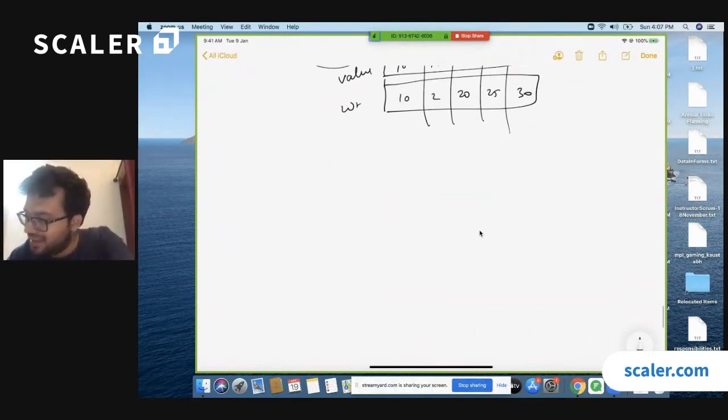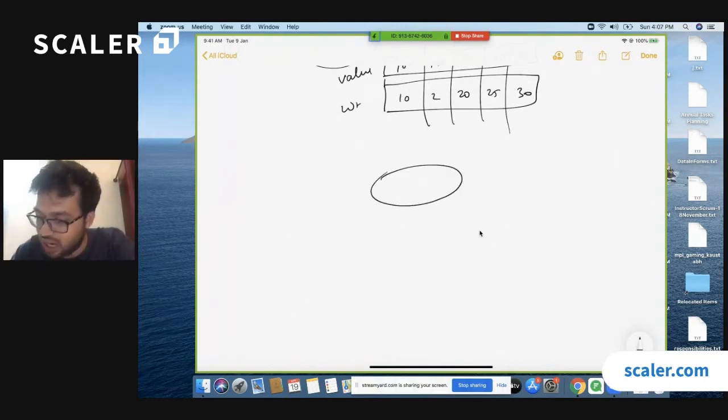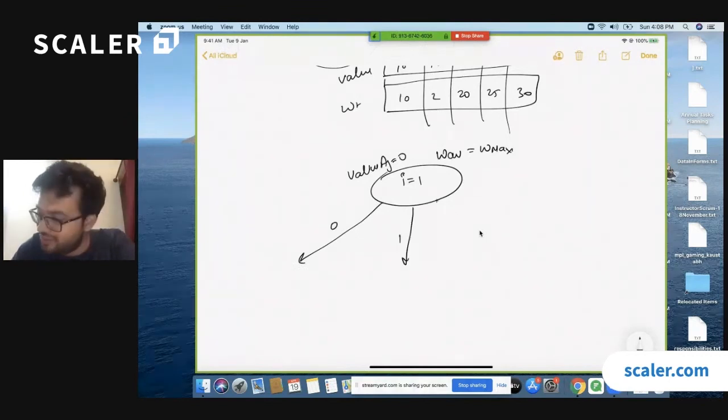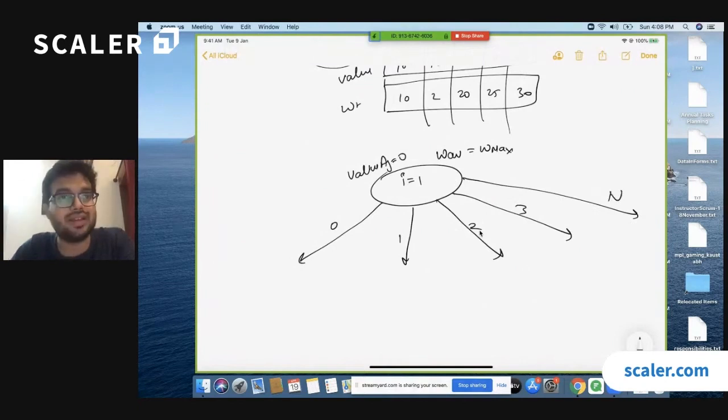Now let's first try to build the recurrence tree. That is how it makes every problem simplified. Let's say you start by making a decision about the ith element. You again have an available weight which starts with W max, and a value aggregated which starts with 0. Now, the options I have: either I will not select this element, that is, I select it 0 times, or 1 time, or 2 times, or 3 times, and so forth. Does that make sense?